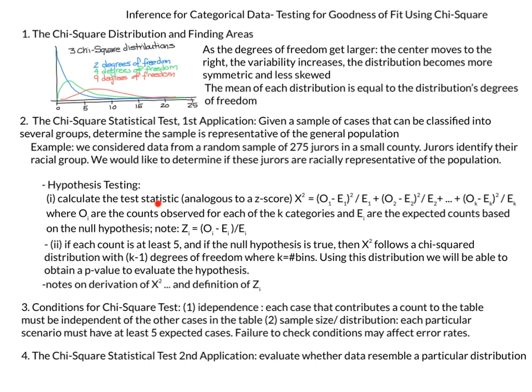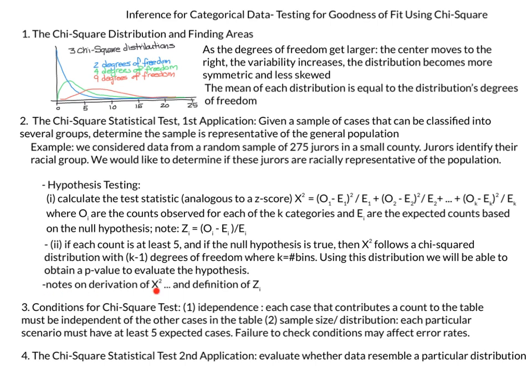We calculate a test statistic, which is analogous to a z-score. We calculate this chi-squared, and if each count is at least 5, in other words, if there's at least 5 white, 5 black, and 5 Hispanic jurors, and if the null hypothesis is true, then our chi-squared follows a chi-squared distribution with k minus 1 degrees of freedom, where k is equal to the number of bins, or the number of categories. That is, if we have white, black, and Hispanic, we have 3 bins, so it's k minus 1, so 3 minus 1 is 2 degrees of freedom. Using this distribution, we'll be able to obtain a p-value to evaluate the hypothesis.